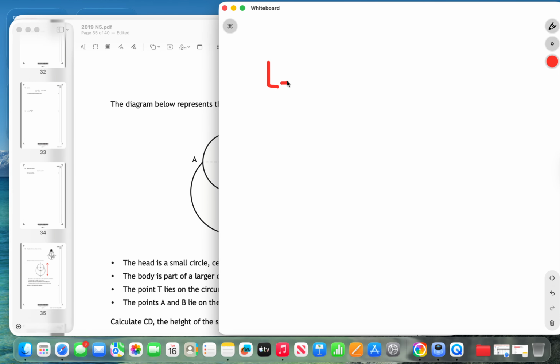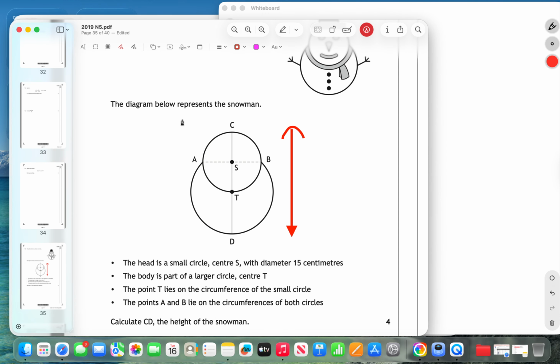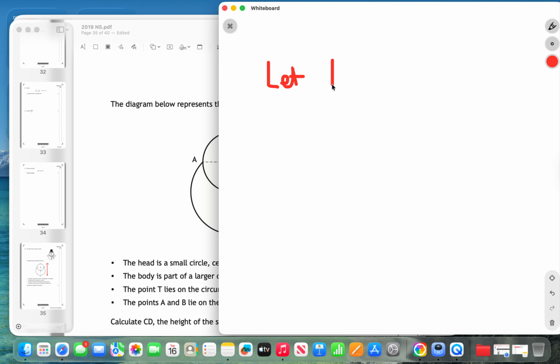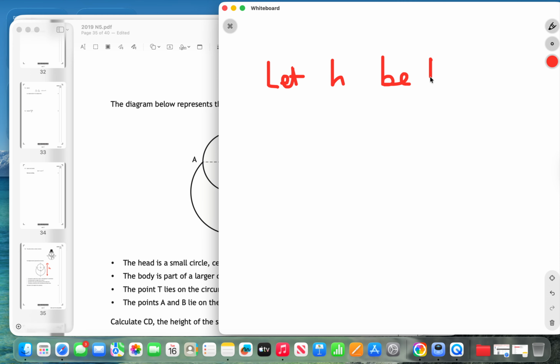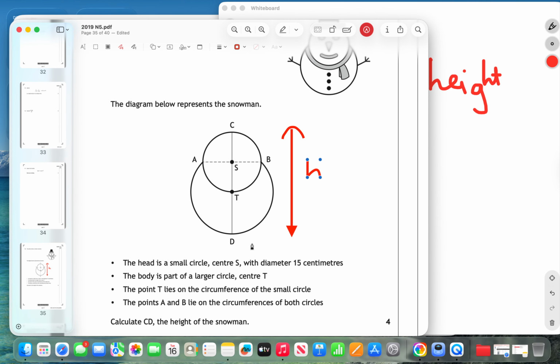So I'm going to let H be the length of CD, or the height CD. So we need to find CT and TD. Now we know CT because the head has diameter 15.